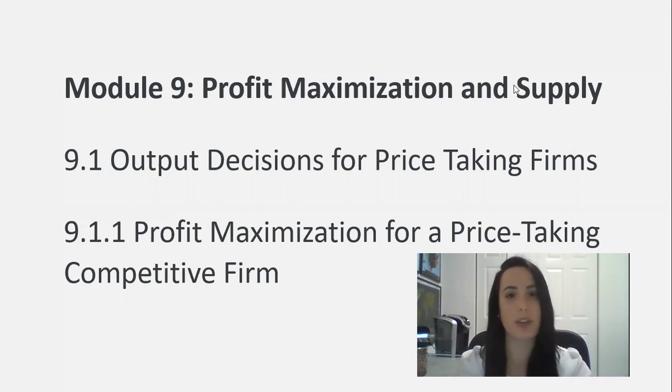Supply. So, we'll be covering two aspects. First aspect is how firms make a decision on how much they need to produce, which is our output decision for price taking firms. And the second aspect is how firms determine their profit, which is the profit maximization for price taking competitive firms. I usually like to divide my classes into the concepts, the equation.